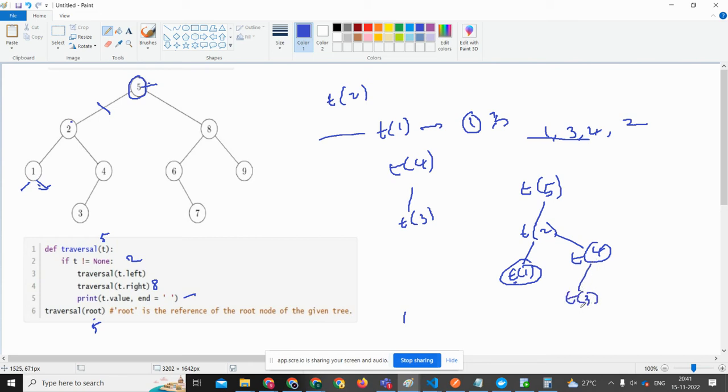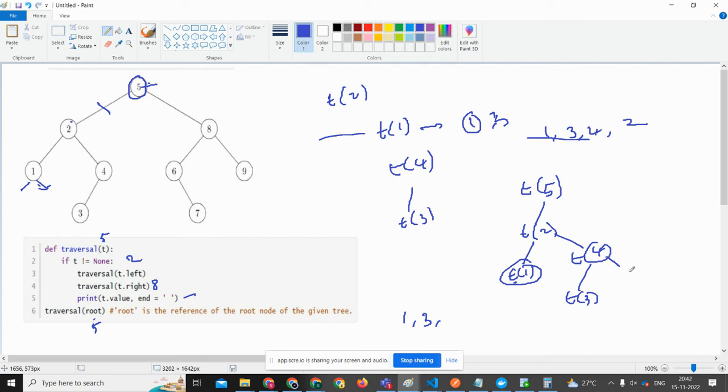t of 3. Do you have anything on the left and right of t of 3? No, it's none. So we print that. Okay, now we go up a little bit. Now left of 4 is explored, right? So now we are going to explore the right of 4.